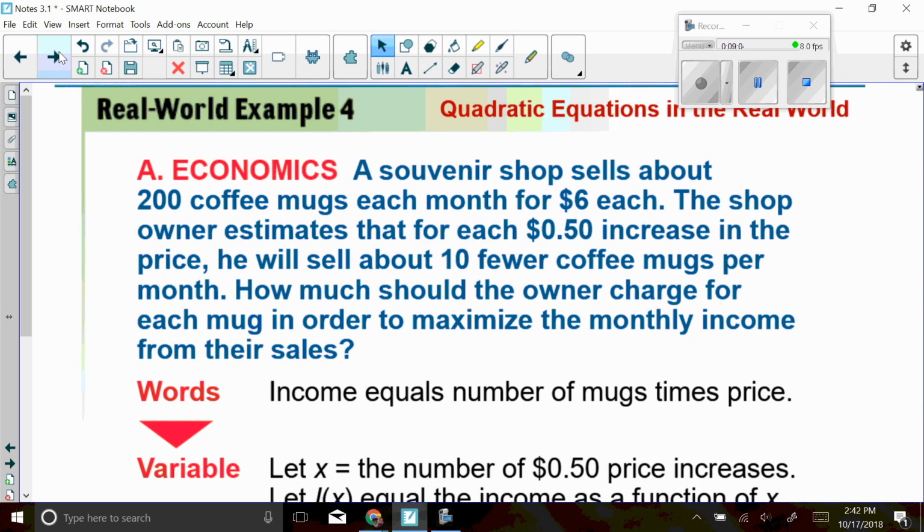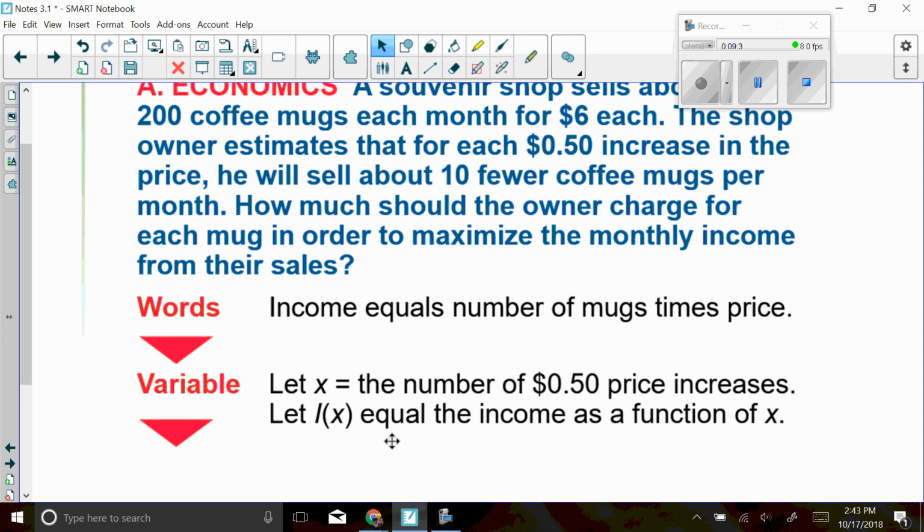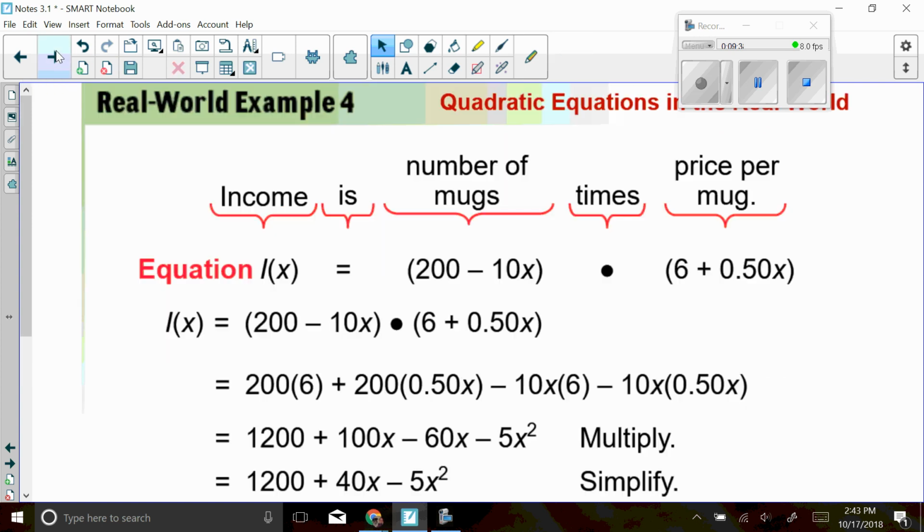Finally, we have a real world problem. A souvenir shop sells about 200 coffee mugs each month. The shop owner estimates for each 50-cent increase in the price, he'll sell about 10 fewer coffee mugs. How much should the owner charge for each mug in order to maximize the monthly income? So what we are doing, in words: income equals our number of mugs times our price. That's how much he's going to make. So X is going to be the number of 50-cent increases, and I is going to be our income. That's income as a function of X.